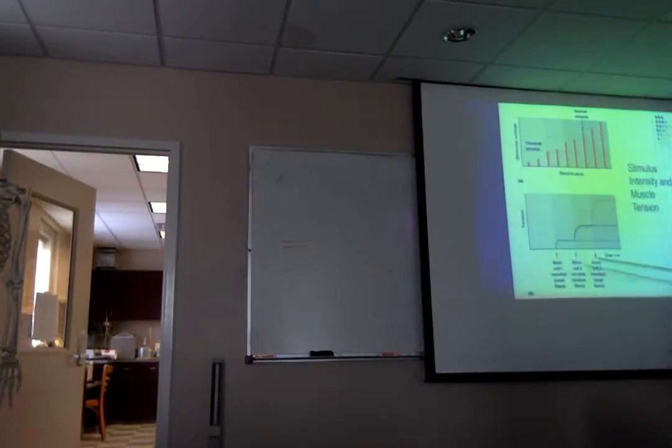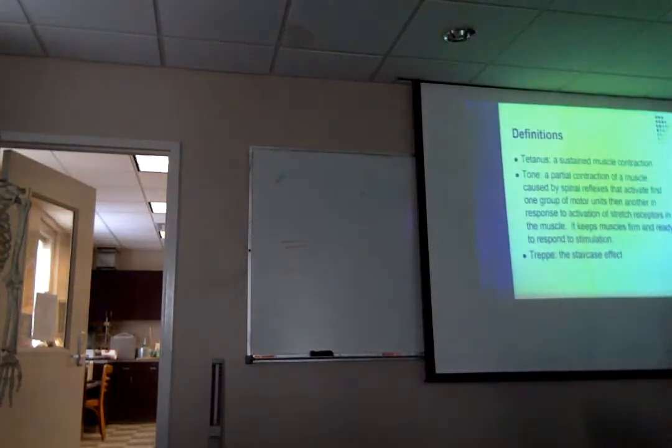So if you look at this bottom diagram, if only one motor unit is involved, you're going to get a certain degree of tension forming. If a second motor unit is involved, more tension. A third, even more, until you get all the motor units recruited. Okay. Again, we talked about tetanus. That's a sustained muscle contraction.